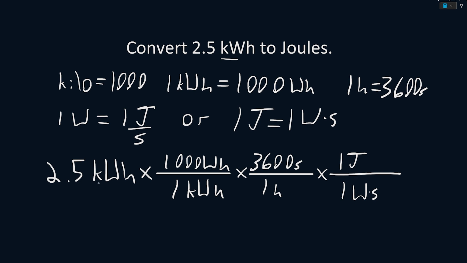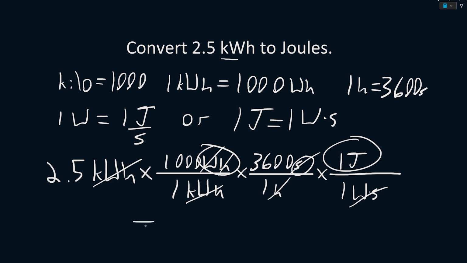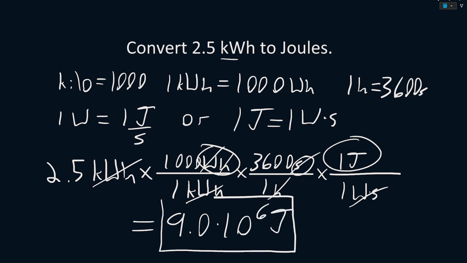Multiplying through this, we see that the kilowatt hours cancel to leave us in watt hours. Then we can cancel the hours to give us seconds. Now we can cancel the watts times seconds to give us joules. Solving this, we finally get that 2.5 kilowatt hours is equivalent to 9.0 times 10 to the 6 joules, or 9 million joules.